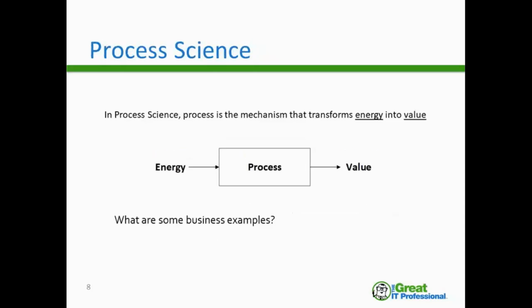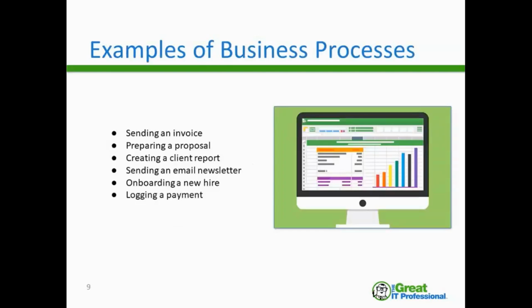And energy in the business context is typically capital and labor, the greatest forms that we measure when we talk about energy going through processes. So the process science definition of process is the mechanism that transforms energy into value. And some business examples, just to give us an idea, include sending an invoice, preparing a proposal, sending a newsletter, logging a payment. You can see this list is kind of all over the place, and the point is to get you thinking about what a process actually is with that definition.